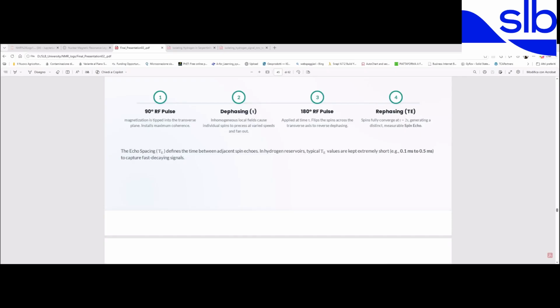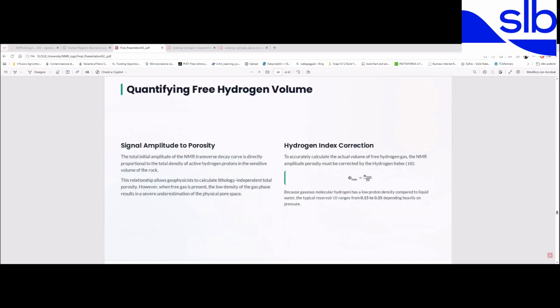So the echo spacing defines the time between adjacent spin echoes. You have spin echoes for the excitation of magnetite, and spin echoes for the excitation of hydrogen. For a hydrogen reservoir, the typical echo spacing value is kept extremely short, 0.1 millisecond to 0.5 millisecond, to capture the faster decaying signal. So you need very high sensitivity to capture this fast signal.